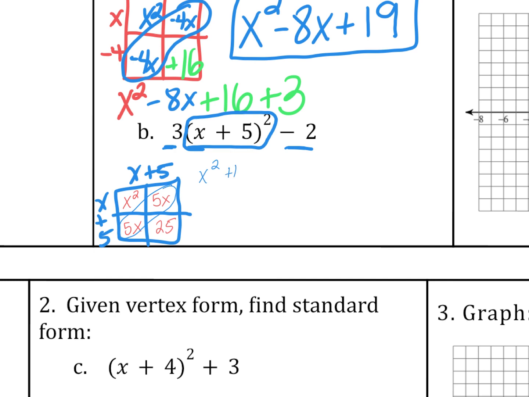10. And then how many constants do I have? 25. Okay, so this just got rewritten to that. Now I'm going to multiply by 3, and then I'm going to subtract 2. So let's put the parentheses, and put the 3 outside, and put the minus 2 outside as well.